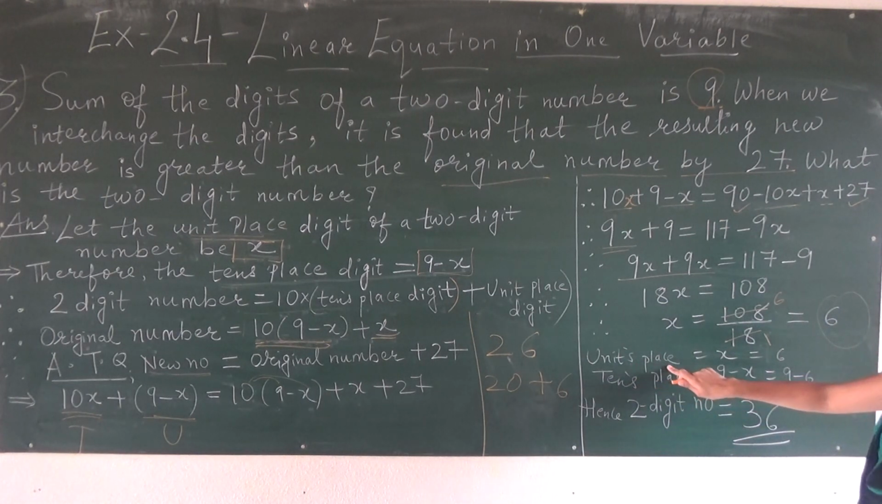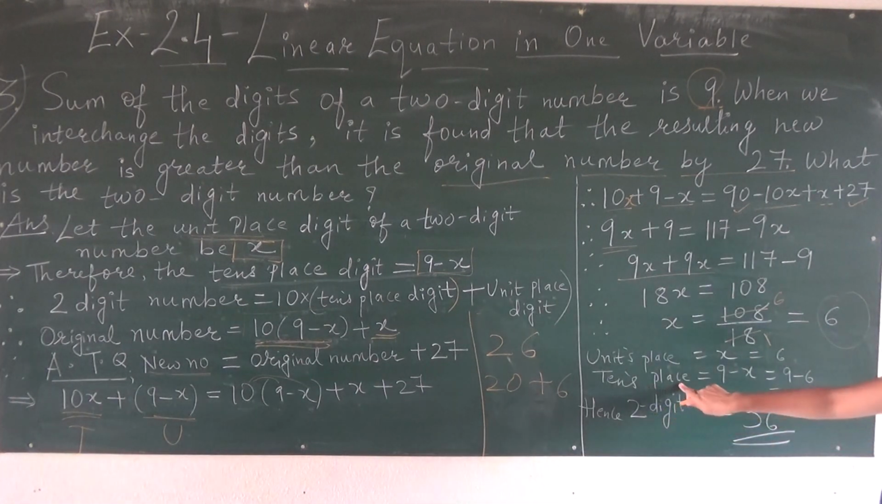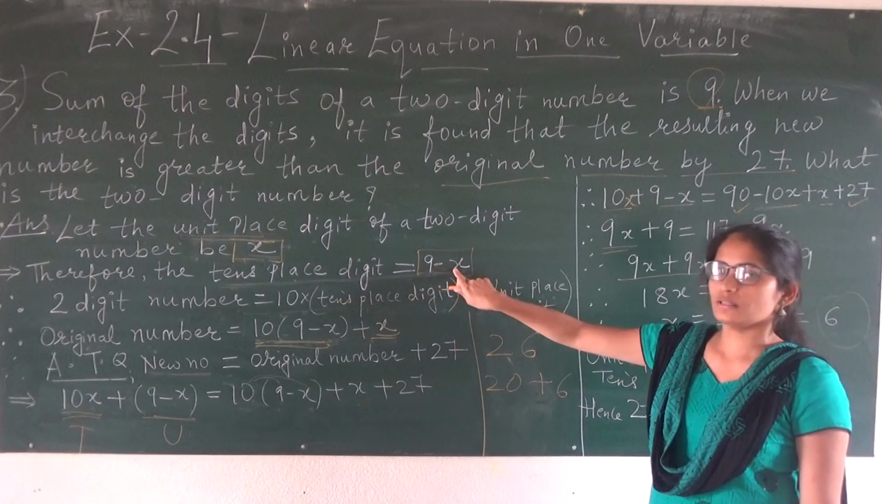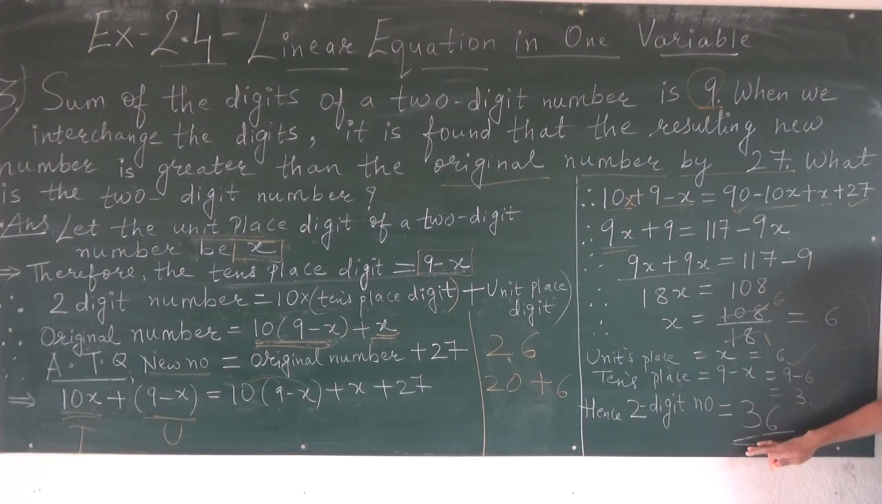Okay. So units place, what digit is there? x means 6. Now tens place. What did we take at tens place? 9 minus x. So 9 minus x will be 9 minus 6, so 3. So which number is there at units place? 6. And which number is there at tens place? 3. So what is our number? 2-digit number. So our 2-digit number is 36. This is at units place and this is at tens place. So our 2-digit number is 36. So this was the solution of question number 3.